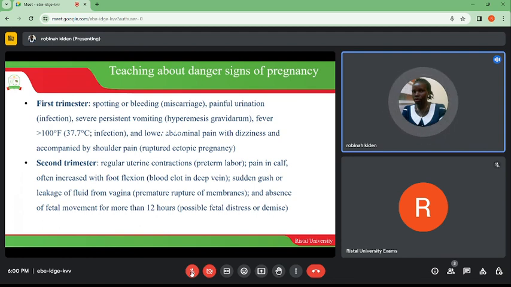Then pain in the calf, often increased with the foot flexion, indicates a blood clot in a deep vein. Then sudden gush or leakage of fluid from the vagina can indicate premature rupture of membranes. And the absence of fetal movement for more than 12 hours indicates possible fetal distress or demise, meaning likely the fetus has died.